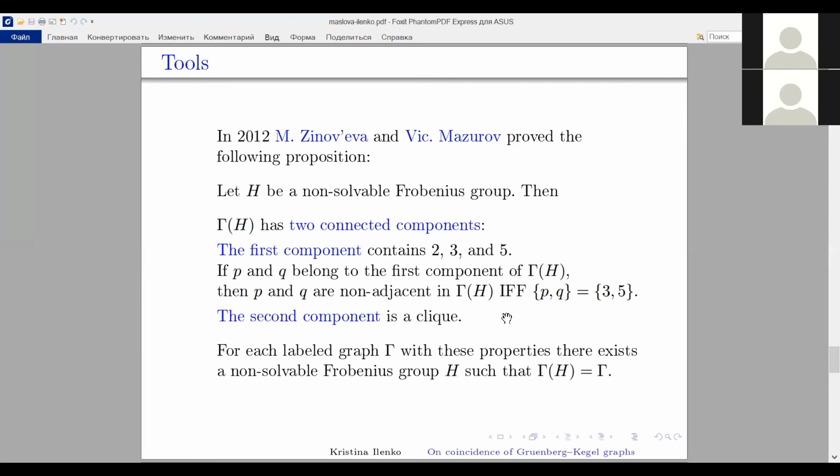For each labeled graph gamma with these properties, there exists a non-solvable Frobenius group H such that gamma H and gamma are equal. So to solve our problem, we need a list of almost simple groups whose Gruenberg-Kegel graph has these properties.